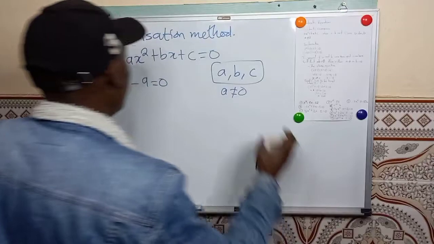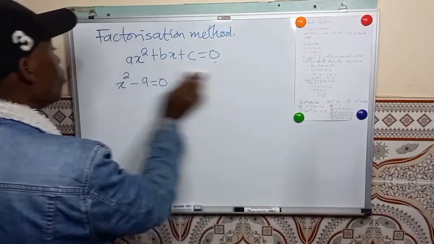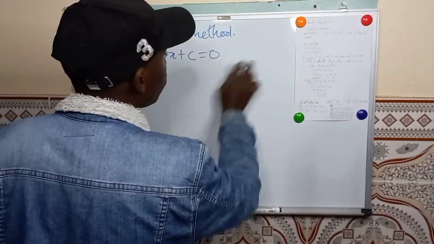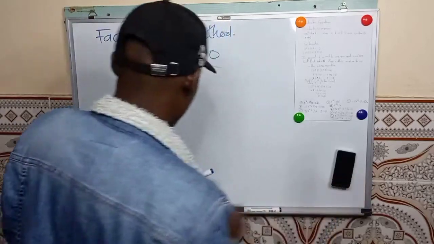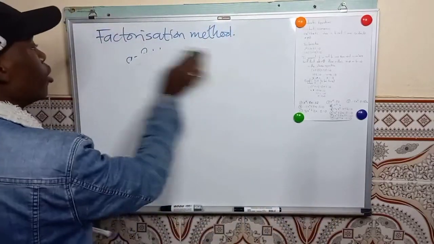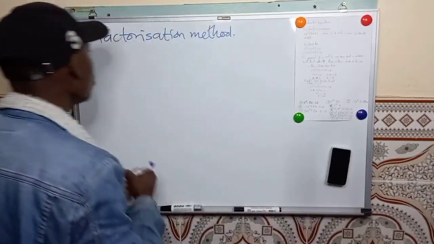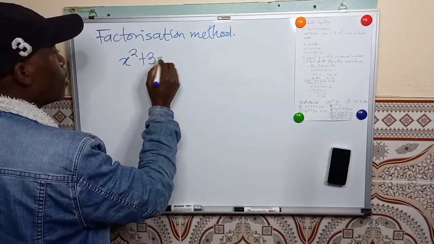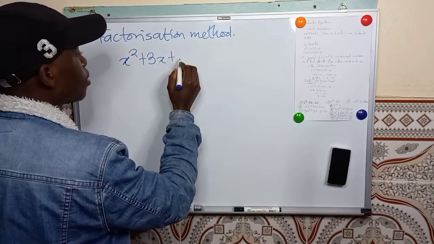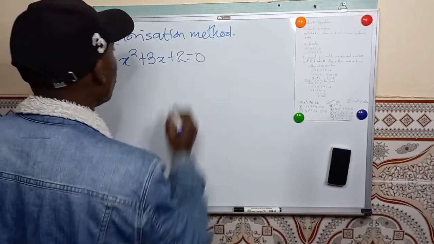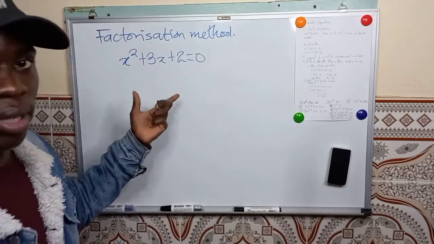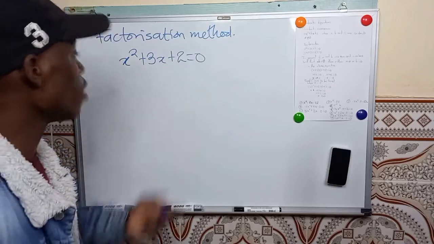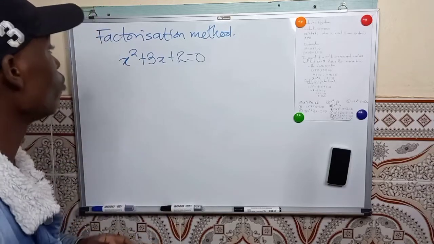So here we go. How do we go about solving a quadratic equation? I've got an example here: x squared plus 3x plus 2 is equal to 0. So how do you go about solving this quadratic equation using the factorization method? Here's how you factorize.